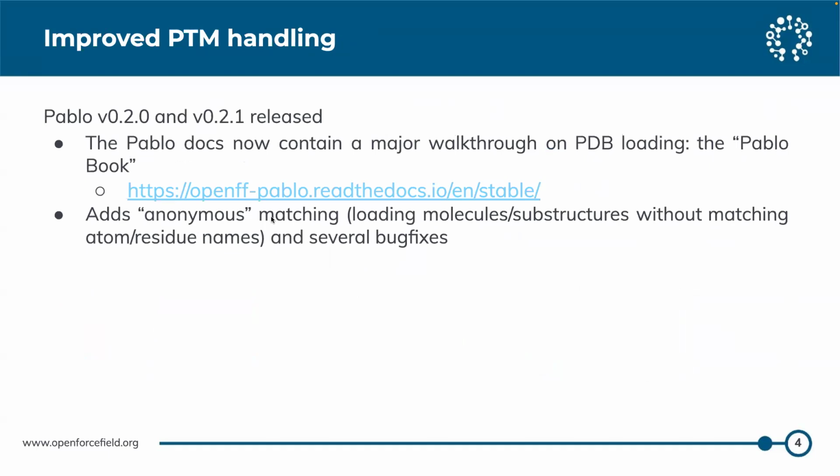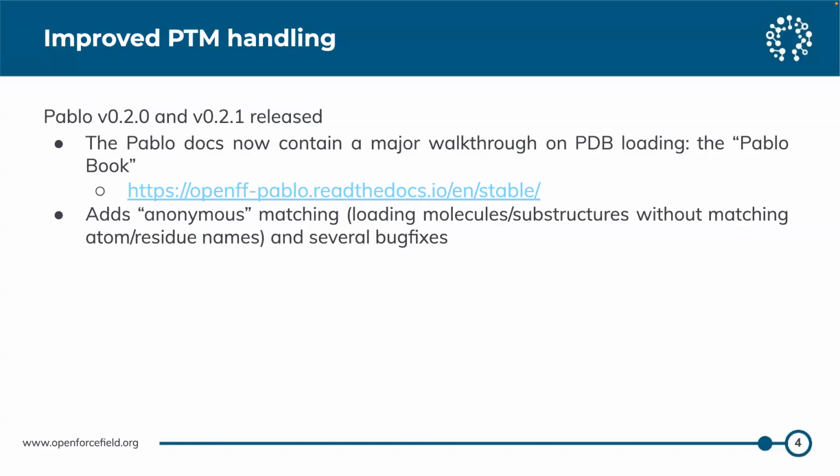We've also improved our handling of post-translational modifications. Since the last time I gave one of these updates, we've released Pablo 0.20 and 0.21. The documentation is greatly improved. So where using Pablo used to be sort of look at this example and try to make it work for your use case.